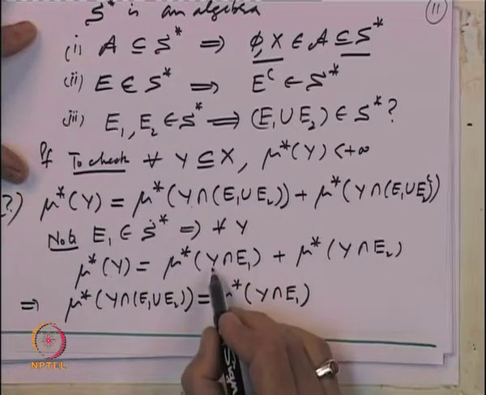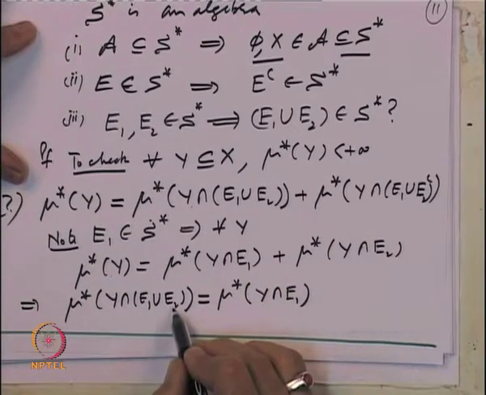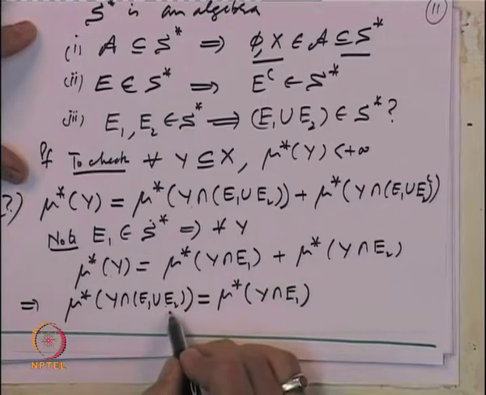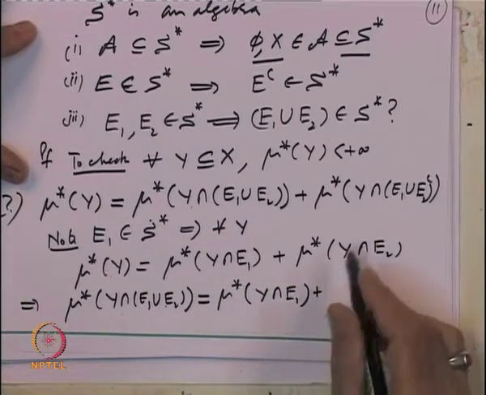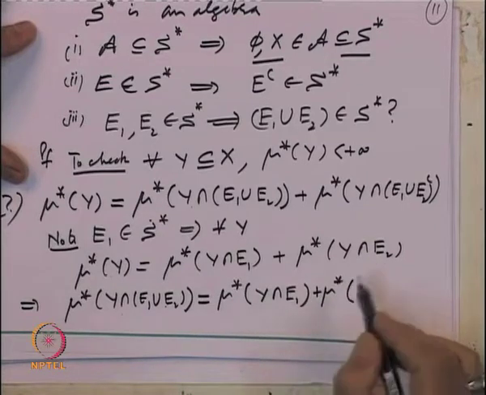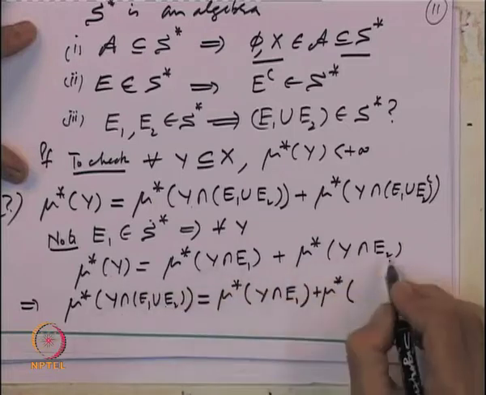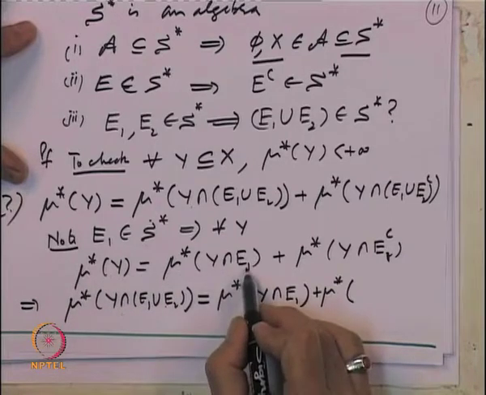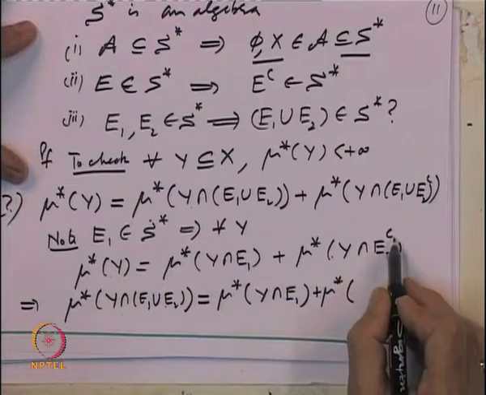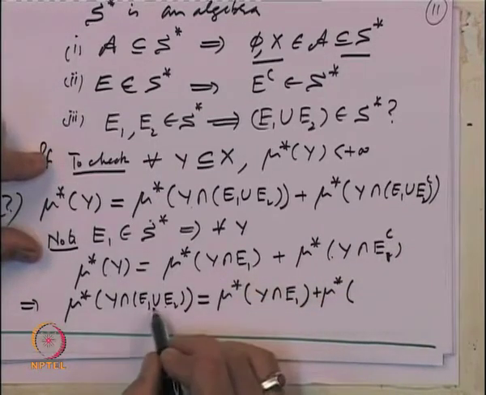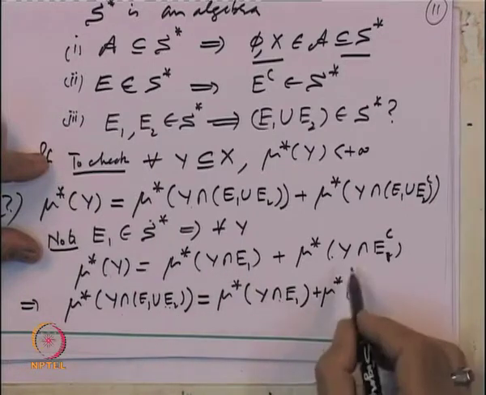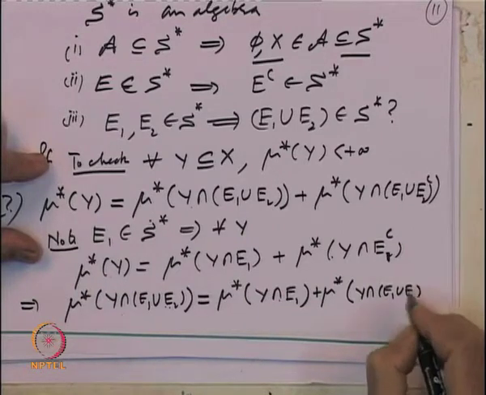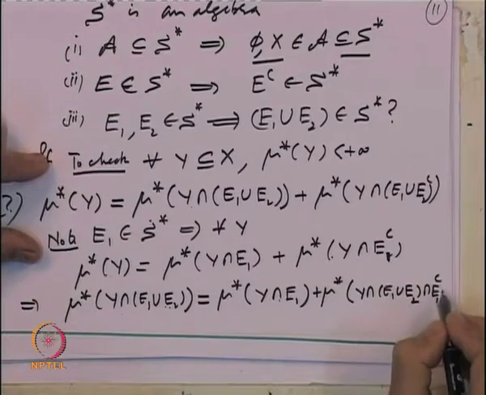Is that clear? Because if I replace y by y intersection E 1 union E 2, then this intersection with E 1 is just y intersection E 1 plus what is the second thing, let us write. So, mu star of this one is E 1 complement. I am sorry, we made a mistake saying it is measurable. Mu star of y is mu star of y intersection E 1 plus mu star of y intersection E 1 complement. And now, when we replace y by y intersection E 1 union E 2, this is same as this plus the second term, y intersection E 1 union E 2 intersection E 1 complement. Right.